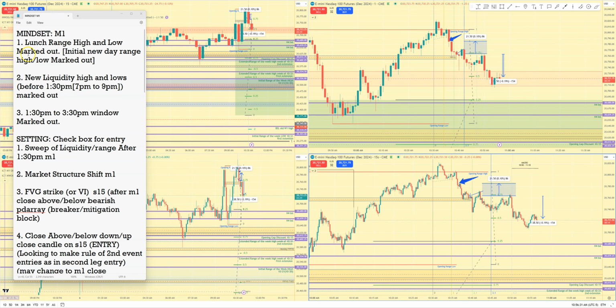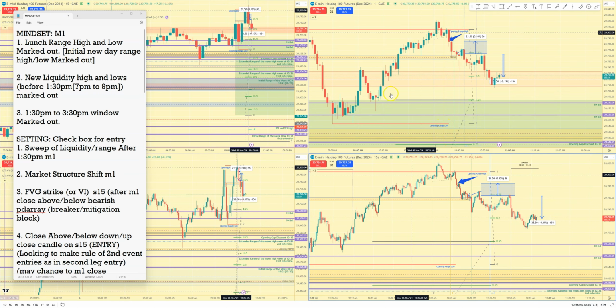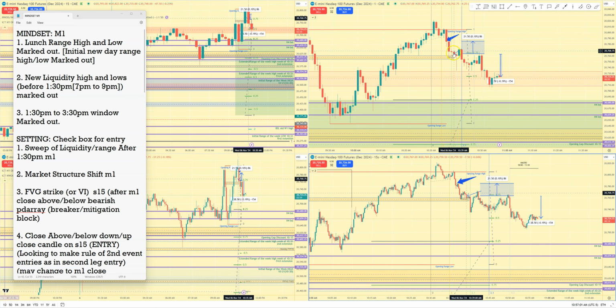So mindset, okay. In this instance, we have the opening range high and opening range low. That's this here marked out. So I had that marked out. Check. Two, any new liquidities were also marked out. Mind you, that would be here, but it did its thing.